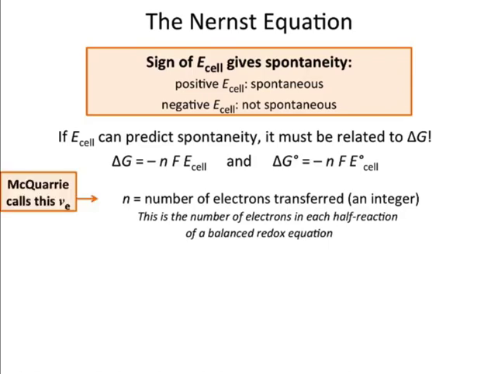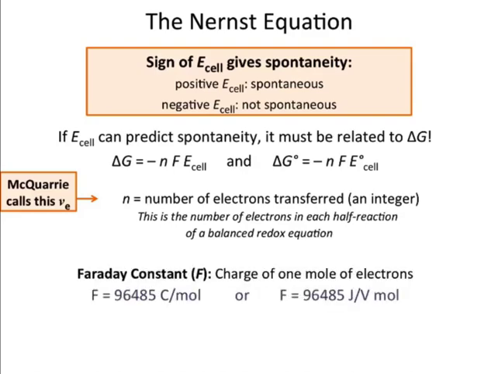Now, your textbook calls this nu subscript e. Nu is the Greek letter that's closest to n to our eyes. But I don't like that. I don't use nu e because most places I've seen just use n. So I'm just going to use n, and everyone in our department does the same thing pretty much, so that's fine. Then F is a new constant.